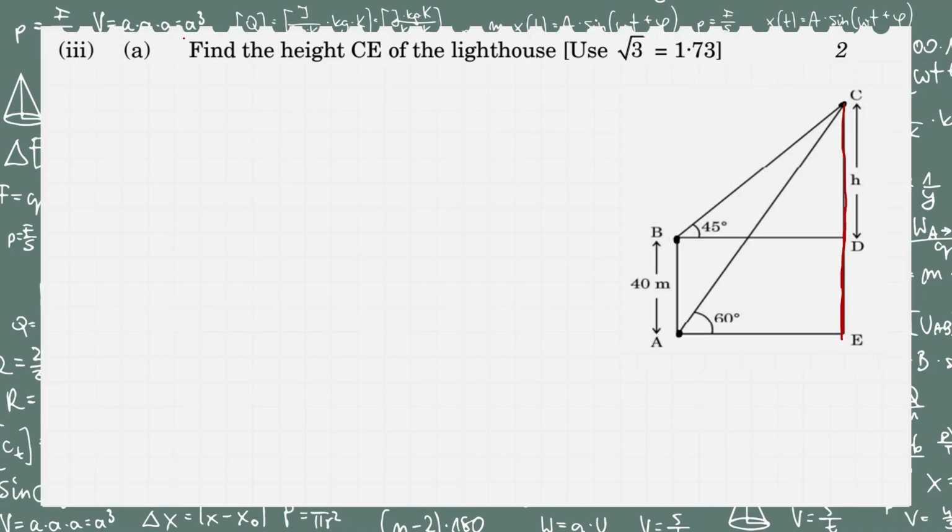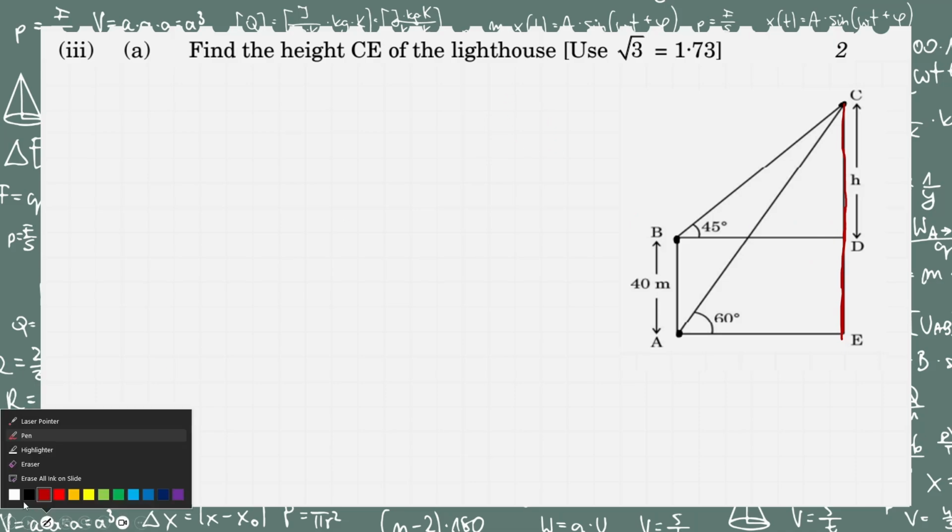The third part has two choices. Part 1 is find the height CE of the lighthouse. The total height of the lighthouse is CE, right? So we need to find out CE's value. For that, we can take the triangle AEC, right? So let us draw that separately.